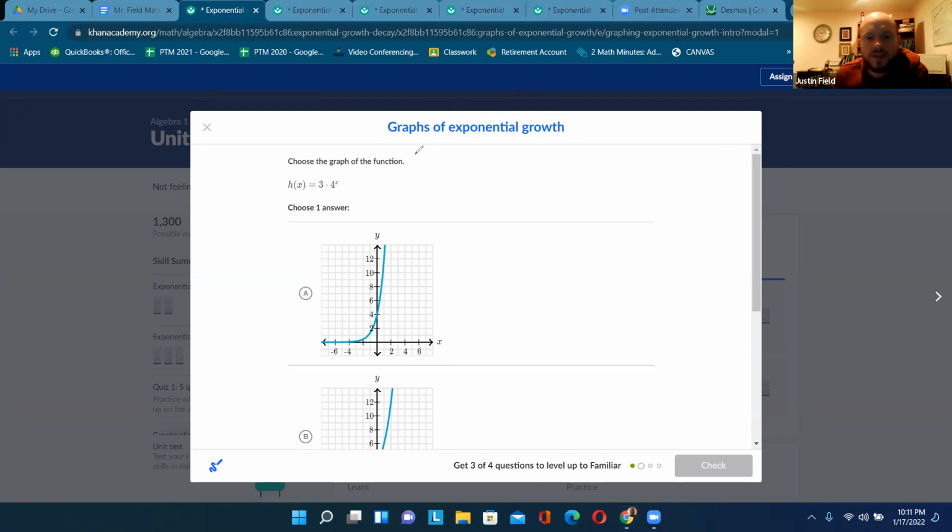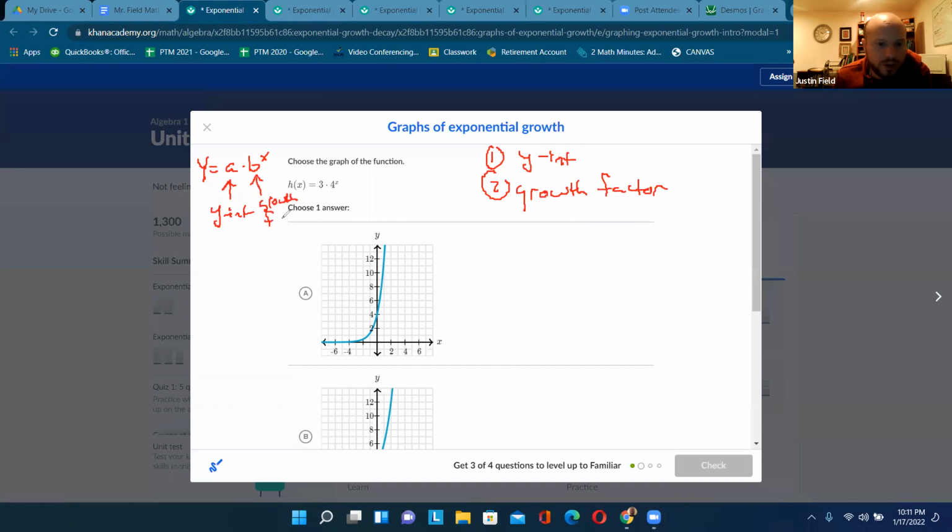When you are looking at this, the first thing you want to do is figure out the y-intercept. And the second thing is the growth factor. Okay, so that is the process. And so an exponential graph, as we started last week, is a times b to the t or the x. And a is your initial value, your y-intercept, and b is your growth factor. Or we'll see this week it could be the decay factor.